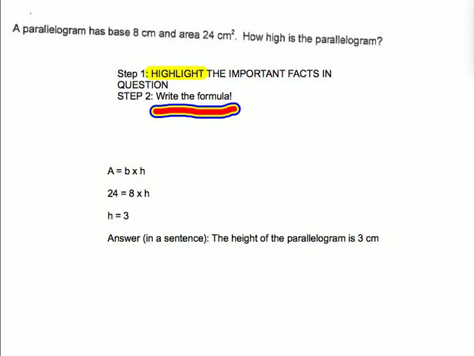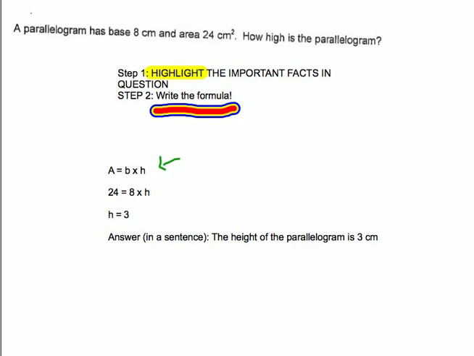A parallelogram has base 8 centimeters and area 24 centimeters. How high is it? Well, as usual, start by writing the formula. They've told me the area. They told me the area was 24. They told me the base was 8. So 24 equals 8 times something. Because I know my timetables, I know that 8 times 3 is 24. So the answer in a sentence is the height of the parallelogram is 3 centimeters.